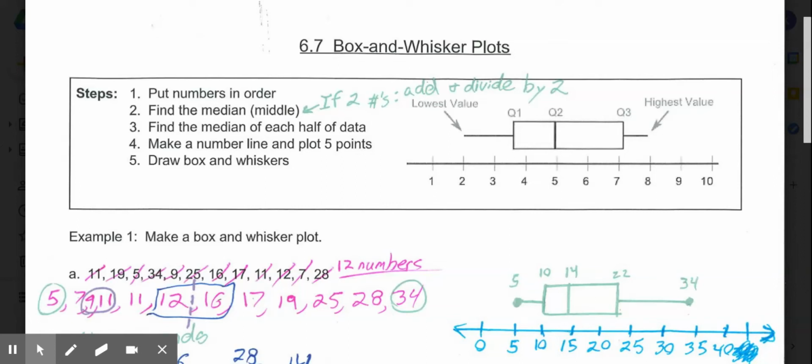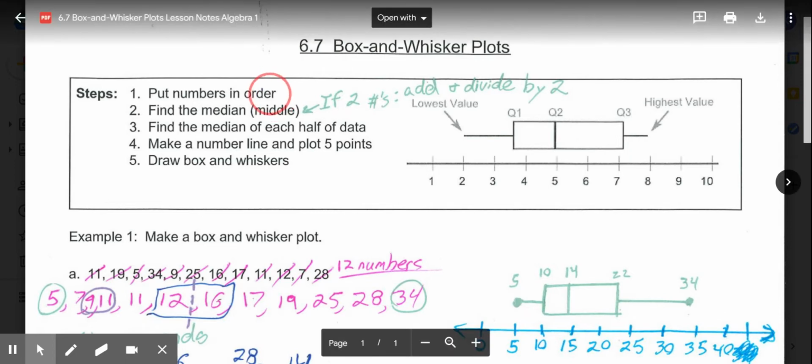Welcome to lesson 6.7, Box and Whisker plots. So you'll see below are 5 steps for box and whisker plots, but before we get into that, I will tell you that there's 2 crucial pieces to this lesson.